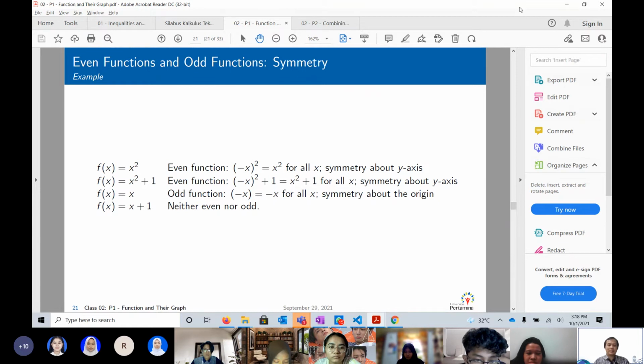Okay, so what happens if we have f of x equals x squared plus 1? If you see, the first one is an even function, and if we shift it by 1, we add 1, we still have an even function. But for this case, we don't have an odd function. Even though f of x equals x is an odd function, f of x equals x plus 1 is not an odd function, and it is also not an even function, so it is neither even nor odd.